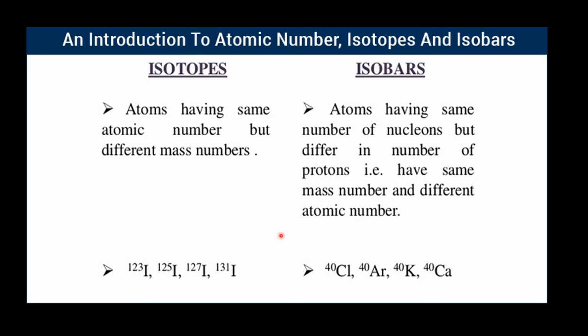This is the basic difference for your learning between isotopes and isobars. Isotopes are the atoms having the same atomic number but different mass numbers, while isobars are the atoms having the same number of nucleons but differ in the number of protons. That is, they have the same mass number but different atomic number. Thus, we can say that isotopes have the same number of protons, but isobars have different numbers of protons.